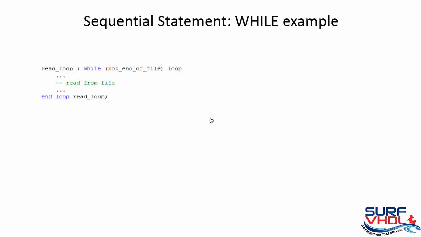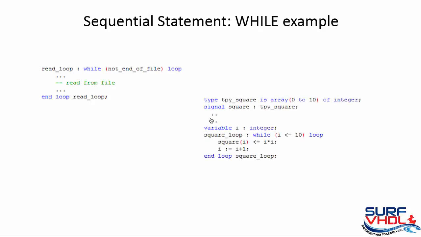Reading from a file is the classical example of a loop statement. In the example, the loop is performed until the end of file is reached. This second example implements the square example seen before, implemented with the for statement, using the while construct. In this case, you shall declare the index I as a variable. In the for implementation, the index I was implicitly declared.